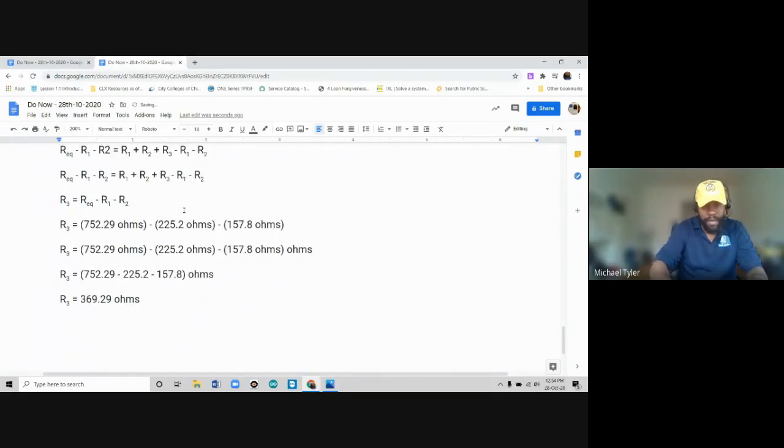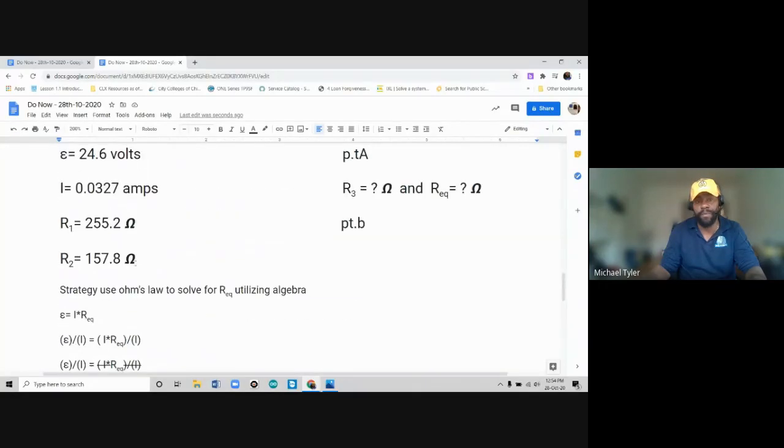Okay. And the last part is, of course, all the ohms have to change to the symbols. So let me grab the symbols. One moment, you guys.